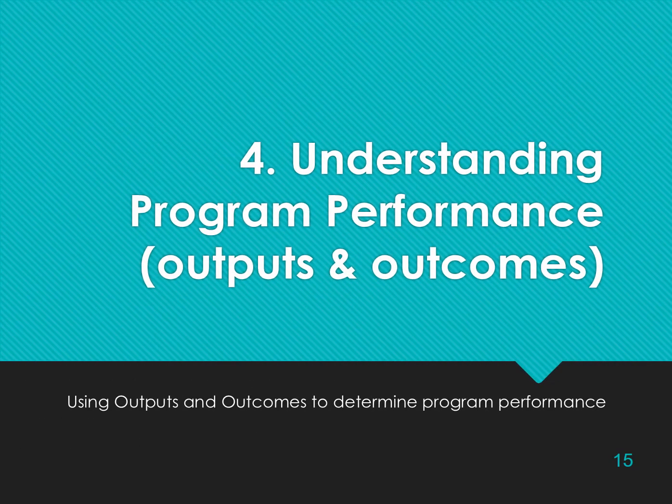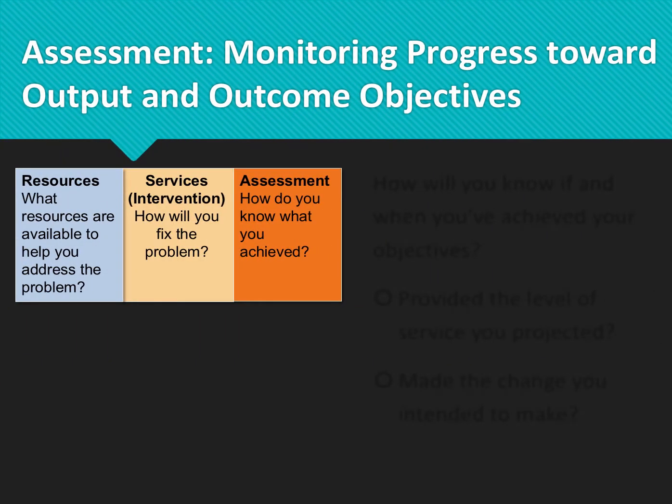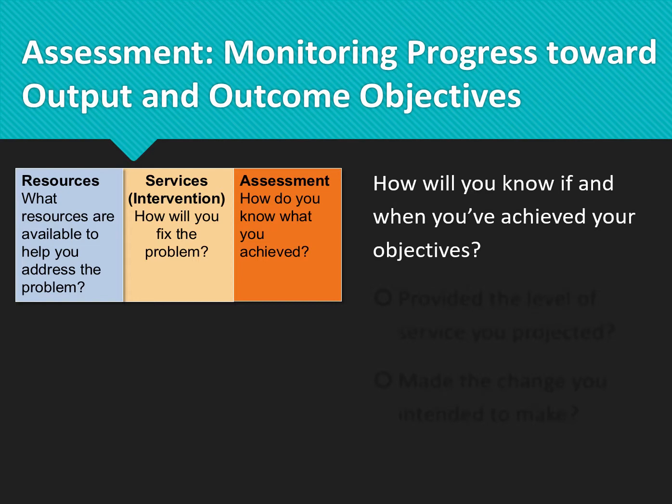Number 4, understanding program performance. Assessment. How will you know if you've achieved your objectives? You will need to assess your progress both towards your output objectives and outcome objectives to understand what your actual performance results are. Assessments need to align logically with objectives and with interventions.